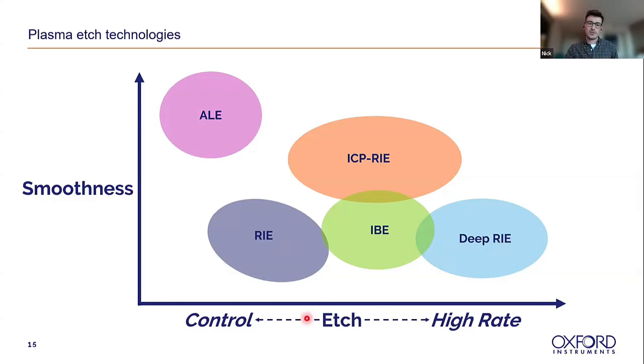But if you're wanting a very controlled process, you're probably going to have to go a bit slower, but you'll have a much smoother film. So there you probably want to use atomic layer etching. Again, it really depends exactly what your application space is and what your end goal is as to what kind of etching process you use.